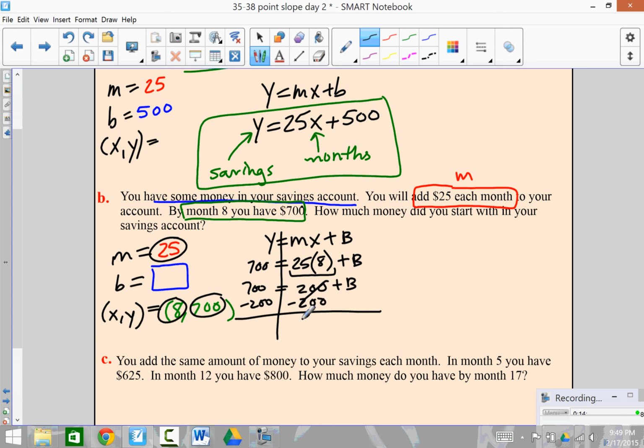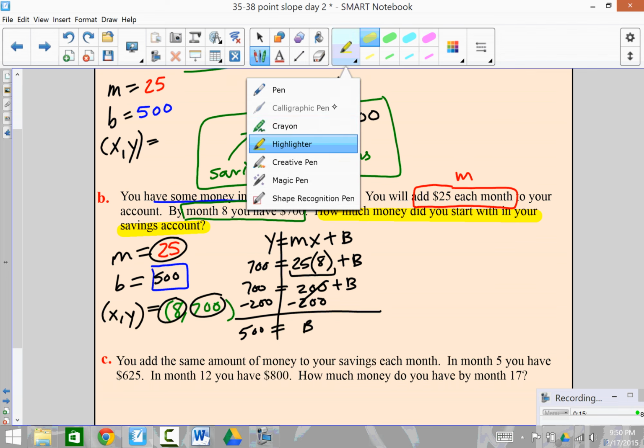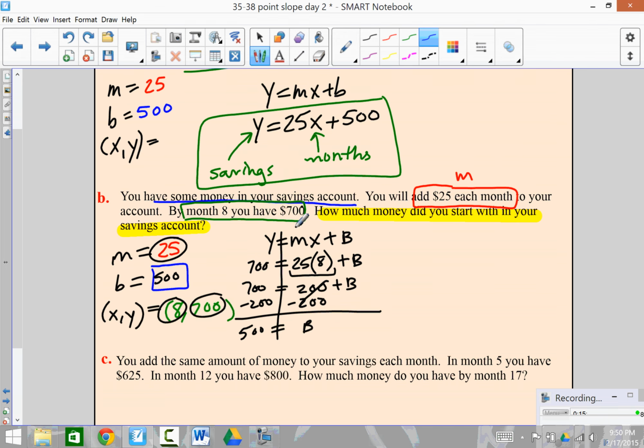And we're going to end up with b equals 700 minus 200, which is $500. So you started out, the b, the beginning amount, is $500. In the end, the question was, how much money did you start with in your savings account? Well, that answer would be your b, your beginning amount, which is $500. Okay, you just answered that question.